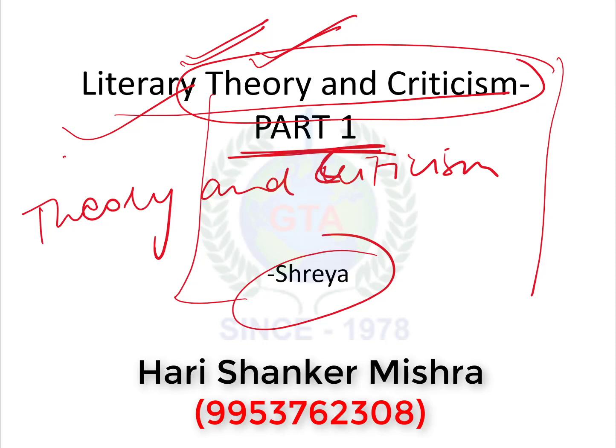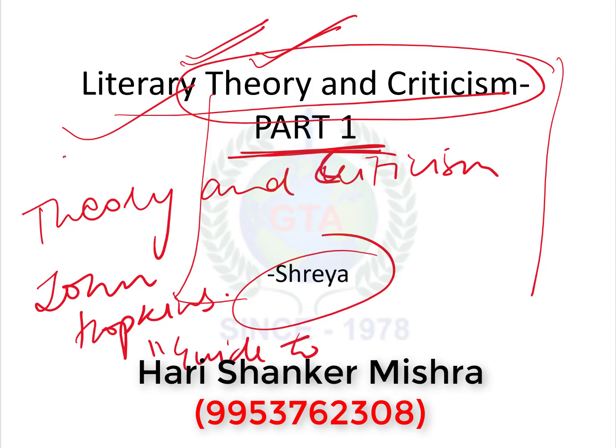Now, if you know some people who've written about theory, there is this individual called John Hopkins, and he's written a text called Guide to Literary Theory and Criticism, where he tends to use the words interchangeably, right? He's used theory and criticism as words that are interchangeable.